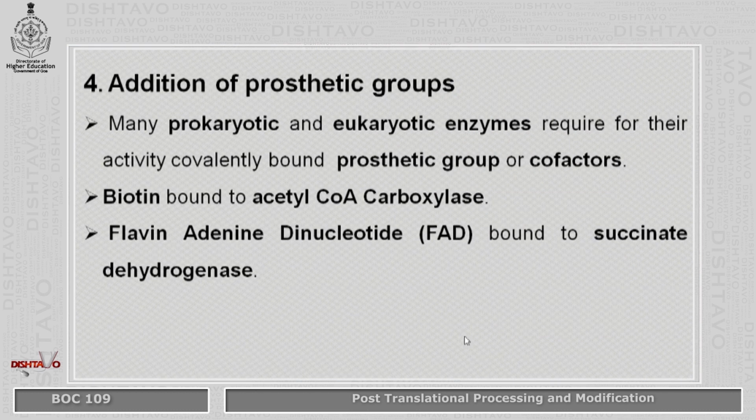The next type of modification is the addition of prosthetic group. Many prokaryotic and eukaryotic enzymes require for their activity covalently bound prosthetic groups or cofactors. For example, biotin is bound to acetyl-CoA carboxylase, FAD is bound to succinate dehydrogenase.